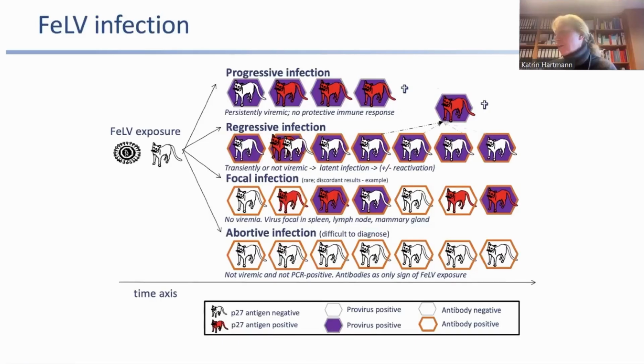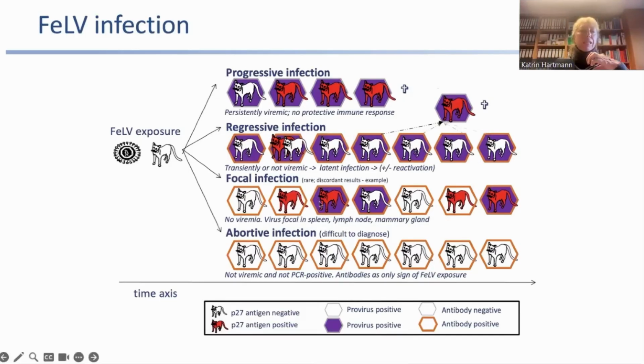I'm happy to talk about all the details at another time, but just to let you know, there are different stages. There is progressive infection, regressive, focal, and abortive infection. And the only ones that really, really get sick are those with progressive infections. They are positive for FeLV antigen. In regressive infection, the virus is going back into the bone marrow. The viral genome is integrated into bone marrow stem cells, and usually these cats are antigen negative. But this regressive infection can be reactivated, and then the cat can get sick.